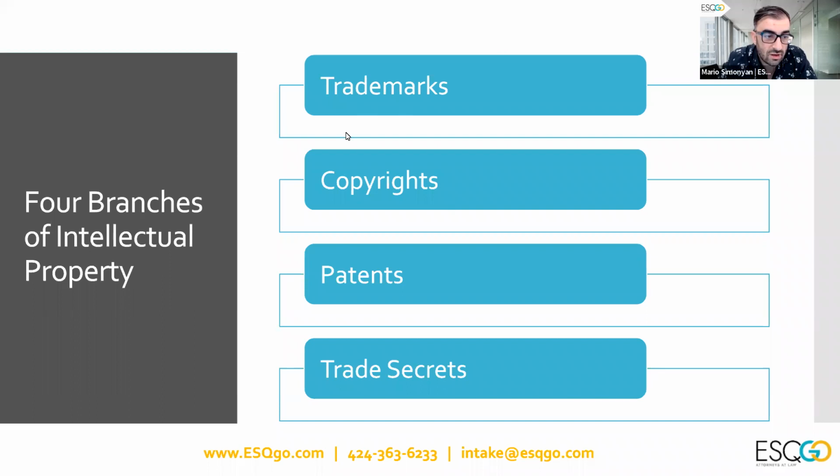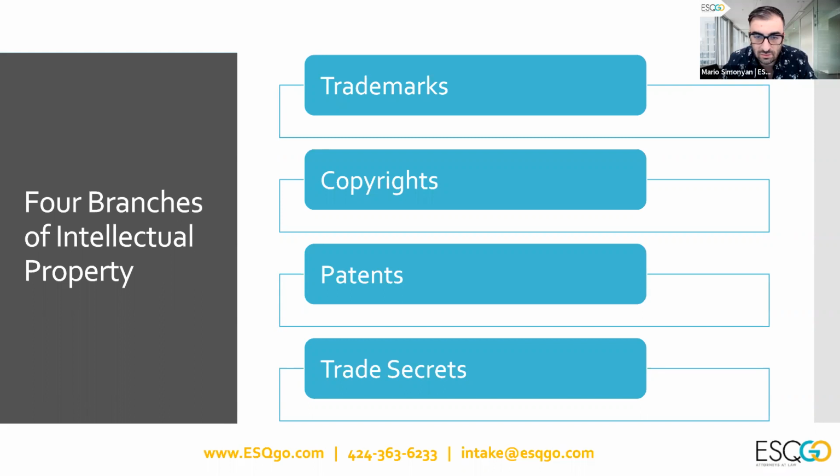So 4 branches of intellectual property. We have trademarks, copyrights, patents, and trade secrets. Trademarks protect your brand name, your slogan, and your logo. Okay, so anything related to your brand, a trademark would protect. Copyrights protect artwork, photographs, any movie, any script, anything sort of artistic. So anytime you think of copyrights, think of artistic stuff. And then patents protect inventions. That's the easiest way to describe it.